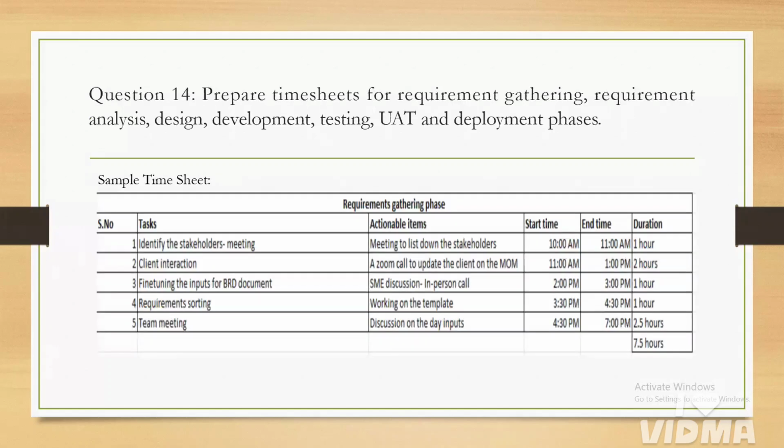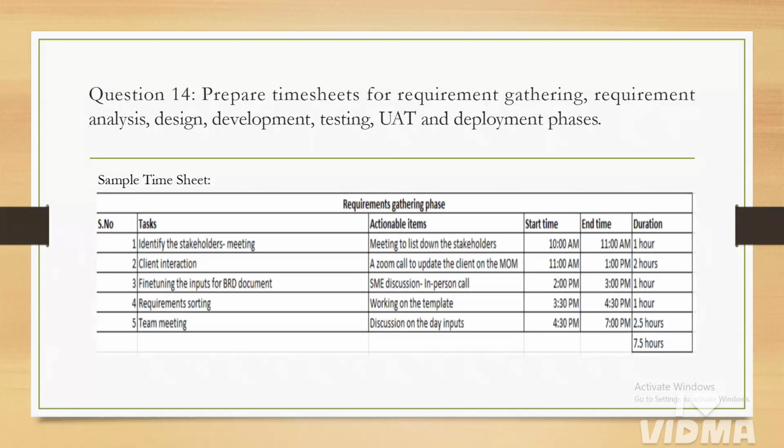And the timesheets. Here the timesheets are something you need to prepare, like the BA timesheets. The BA is involved in everything, from requirement gathering to the deployment phases. So for all the phases, requirement gathering, analysis, design, development, testing, UAT, and deployment, you need to prepare the timesheets.